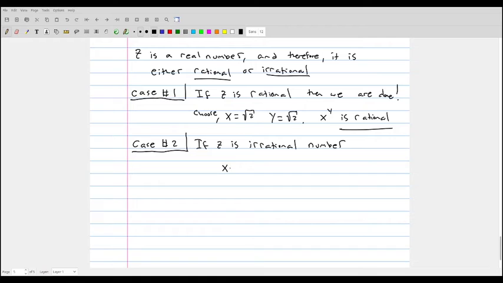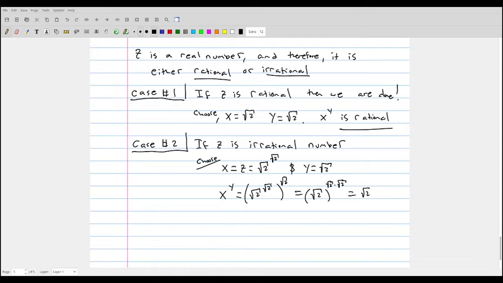Specifically, we can choose x to be equal to z, or square root of 2 raised to the power square root of 2, and y to be equal to the number square root of 2, in which case x to the power y is equal to the square root of 2 to the power square root of 2, which is z, raised to the power y, which is square root of 2, which is equal to the square root of 2 raised to the power square root of 2 times square root of 2, which is the square root of 2 squared, or 2. So x to the power y is just equal to the rational number 2 over 1, and therefore it is rational.